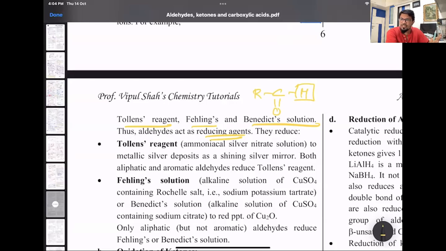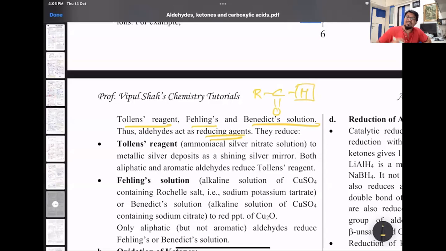Tollens reagent is ammoniacal silver nitrate. You take AgNO3 and add NaOH to that. You will get a thick white curdy precipitate. To the same solution, you add NH4OH till the precipitate dissolves and you have a clear solution smelling of ammonia. That's called Tollens reagent, ammoniacal silver nitrate, [Ag(NH3)2]+, because silver is in +1 state, with OH outside. That's a coordinated complex where ammonia is the ligand and silver is the metal.